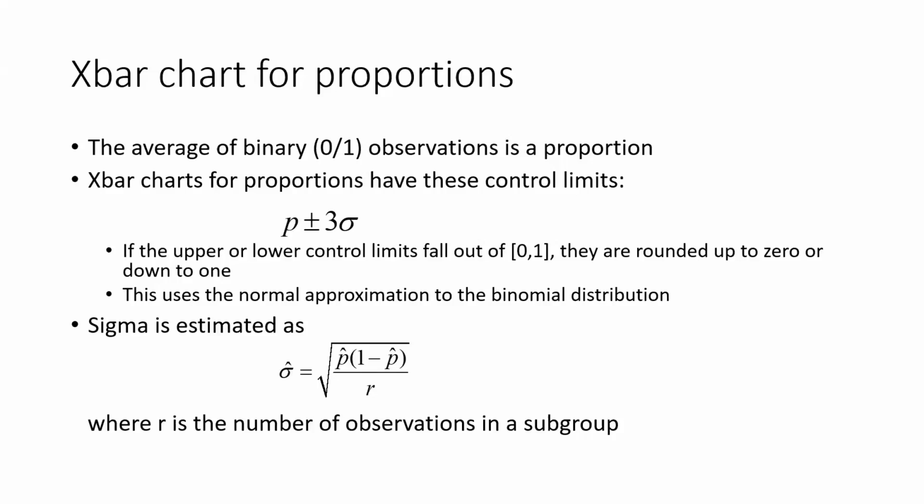If for some reason this falls out of 0, 1, then we would just round down or round up to 0 and 1. We use here the normal approximation to the binomial distribution, assuming that the sample size or the run length is sufficiently large. And we estimate sigma as follows. This is an approximation: the square root of P times 1 minus P divided by R. R is the run length, right? The sample size, and square root as usual.